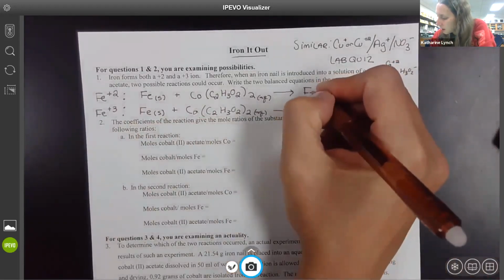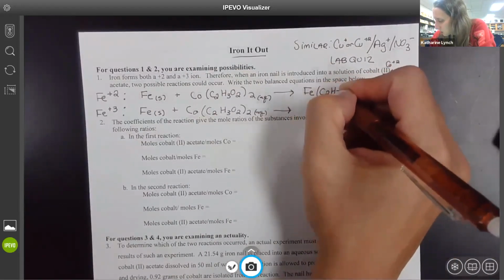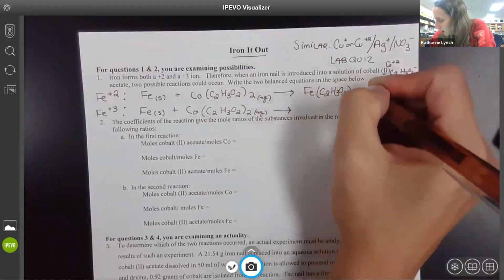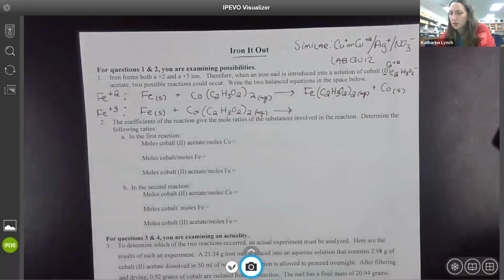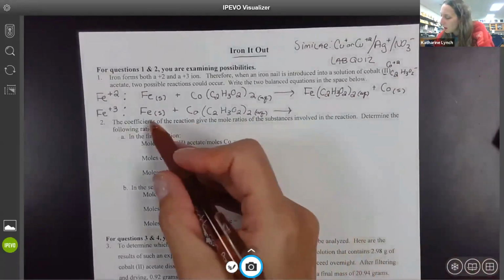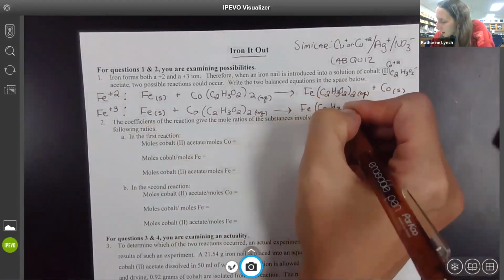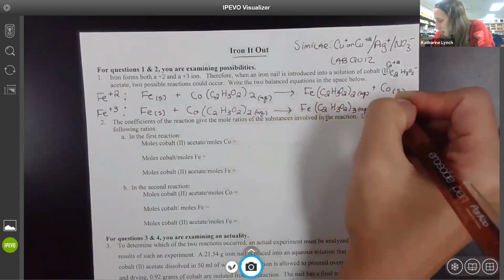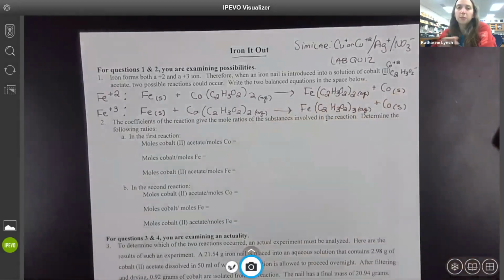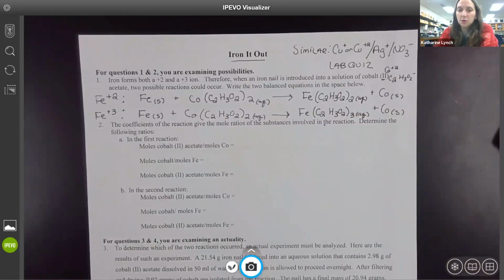So let's do this one first. If I have an iron +2 ion, that means I'll need 2 acetates to write the correct ionic formula, and that's going to be in solution. And I would have solid cobalt. Similar pattern to our lab. Then if I form an Fe+3, now I'll need 3 of the acetates to balance out that ionic charge. It would be in solution, and I would be forming solid cobalt again. All right, so those are my 2 options, but I'm not done yet. I need to balance these. So why don't you pause the video and see if you can balance these equations right now.